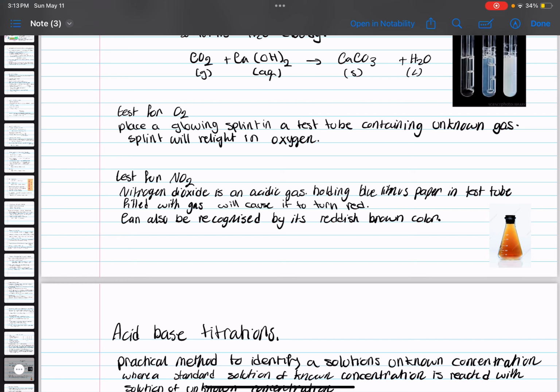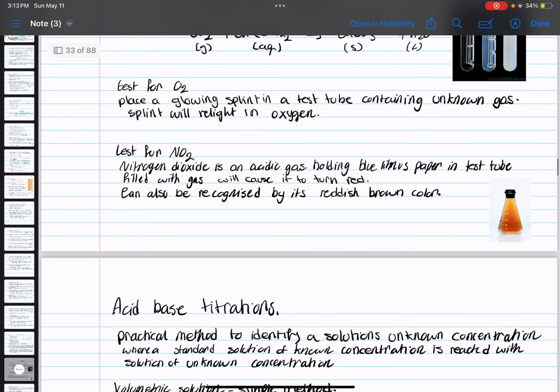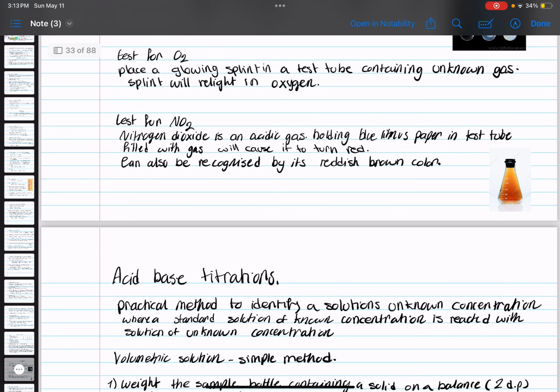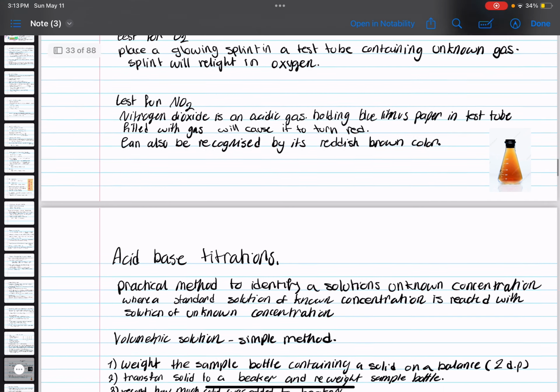And then you have a nitrogen dioxide test, which is an acidic gas. So holding blue litmus paper in a test tube filled with the gas would cause it to turn red. It could also be recognized by the reddish brown color that nitrogen dioxide has.